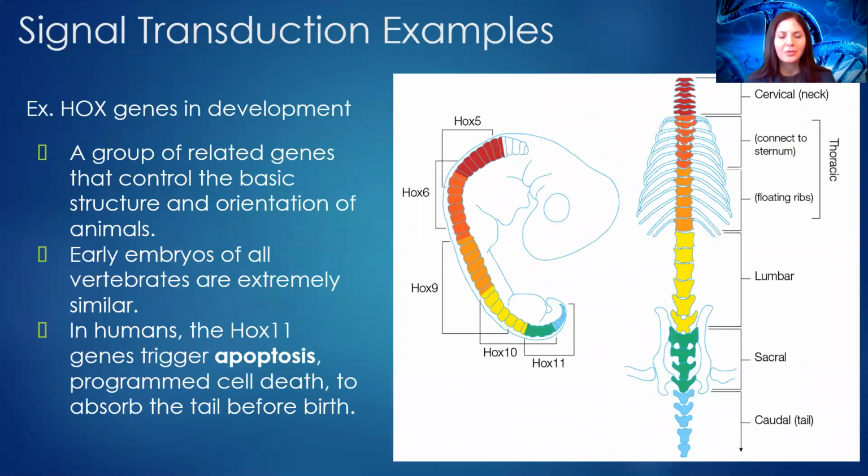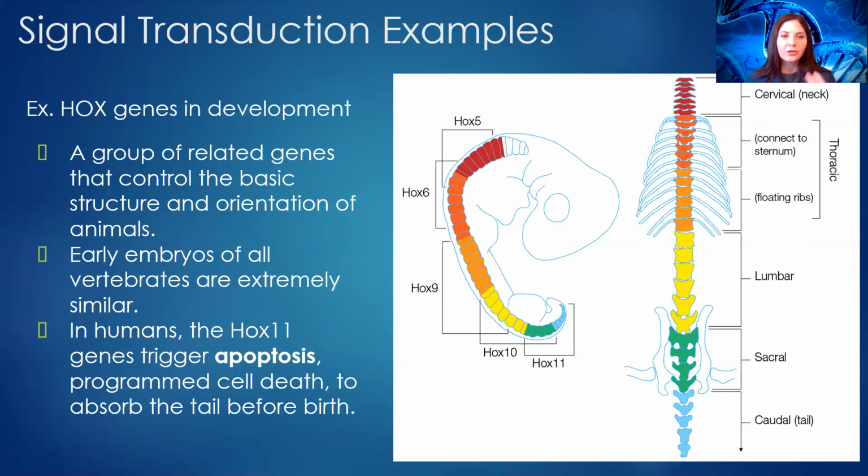And last example are Hox genes in development. These are kind of cool genes. These are groups of related genes that basically control the structure and orientation of animals. So how we develop, what develops into our mouth, what develops into our anus, what happens to our tail, so everything.